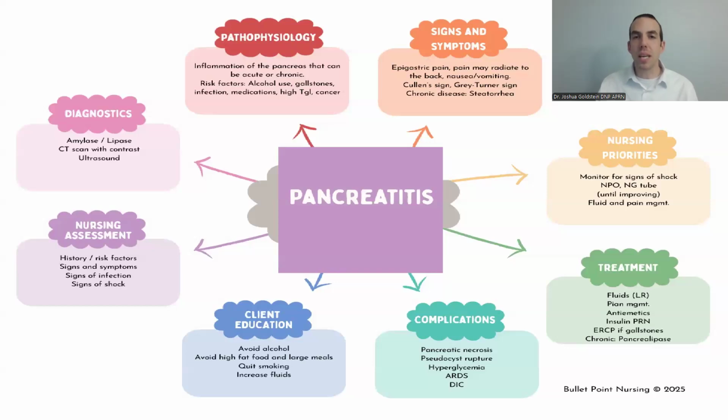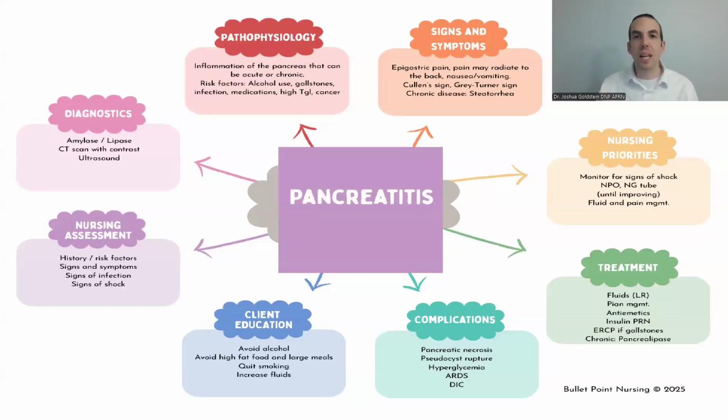There are a number of complications that may develop that you need to look out for. The biggest one is going to be pancreatic necrosis, which is where the pancreas becomes necrotic, which can cause very quickly sepsis, shock, and death. We also have a few other things that you should look out for. I don't know how testable these are. I haven't seen these on any test banks, but they're definitely in your book. And those would be a pseudocyst rupture would be a known complication.